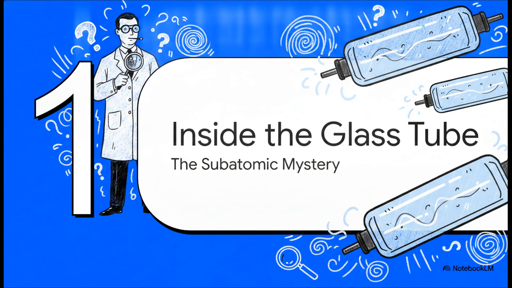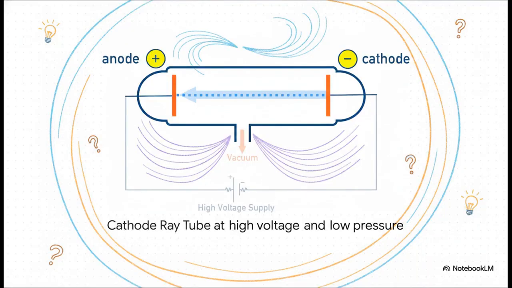Okay, let's dive into this. Section 1. Inside the glass tube, the subatomic mystery begins. To actually coax these invisible particles out of hiding, scientists needed a pristine environment, a sealed glass tube. Inside this tube, we have two metal plates, the negative cathode on one side and the positive anode on the other. Now, they're hooked up to a massive high-voltage supply, but the real magic? That happens because of a little vacuum pump nozzle at the bottom. By systematically sucking the gas out of the tube and dropping the pressure, scientists began peeling back the layers of reality, revealing phenomena that had literally never been seen before.